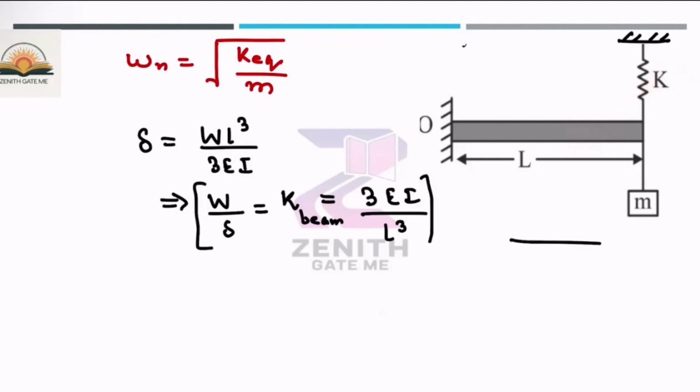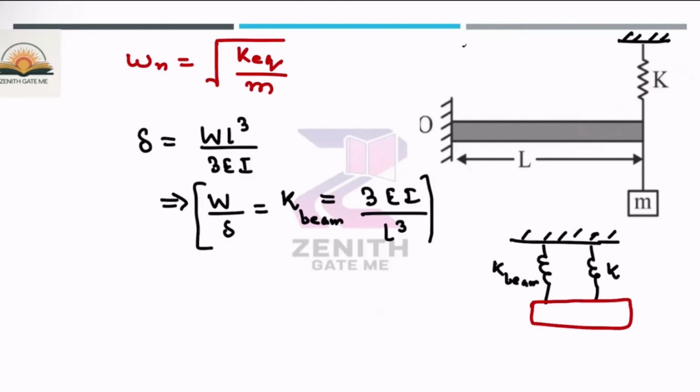Okay, so if I draw the diagram, this is basically the stiffness of the beam, and this is the stiffness of the spring. And both are connected to a mass. So this is a parallel combination, and you know how you will calculate the equivalent stiffness? Very simple. The equivalent stiffness is nothing but the stiffness of the beam plus the stiffness of the spring.